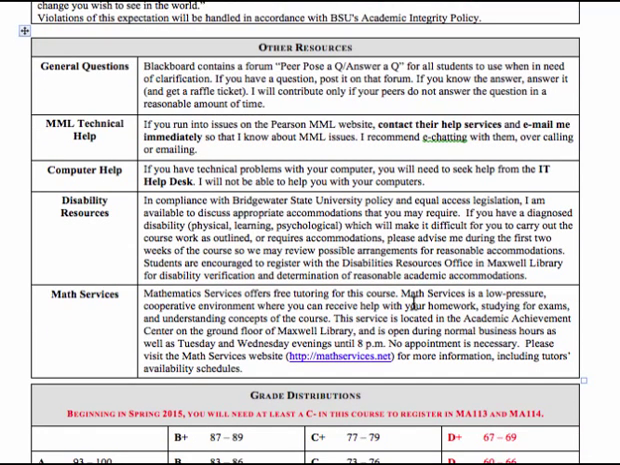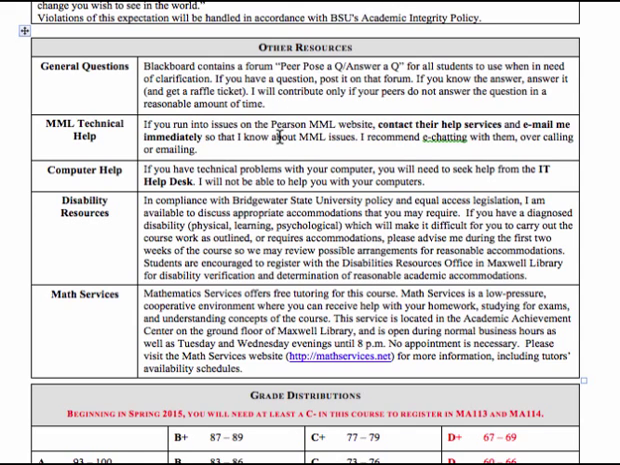Finally, where to get help. If you have general questions, Blackboard is your friend. There is a discussion board which allows for a peer question and answer location. So if you have a question, post a question there. If you have an answer to that question, please answer it, and for answering, you will receive a raffle ticket as well.